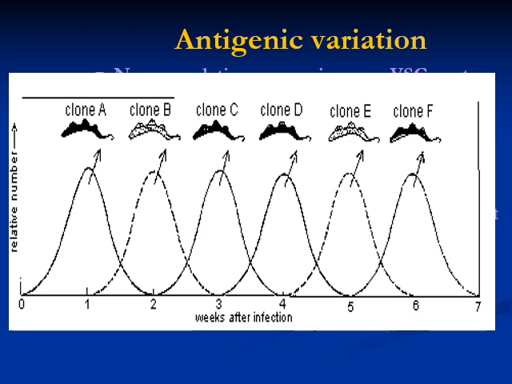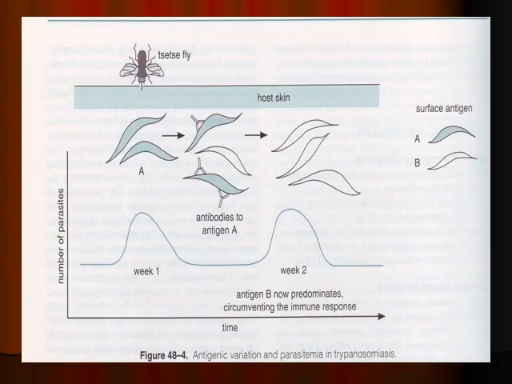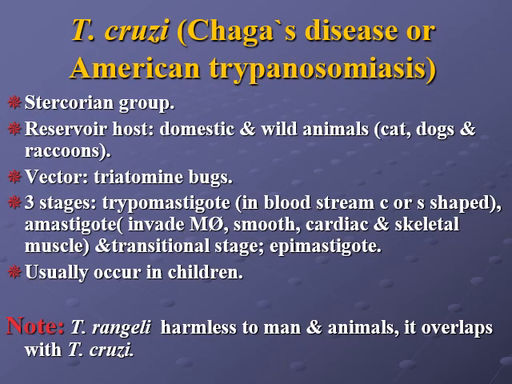This happened every week of infection. Also, this picture indicates that intercurrent infection and antigenic variation lead to changing of the surface variable VSG each week, leading to exhaustion of the host and death. The third species of Trypanosoma is Trypanosoma cruzi, which causes Chagas disease or American trypanosomiasis.